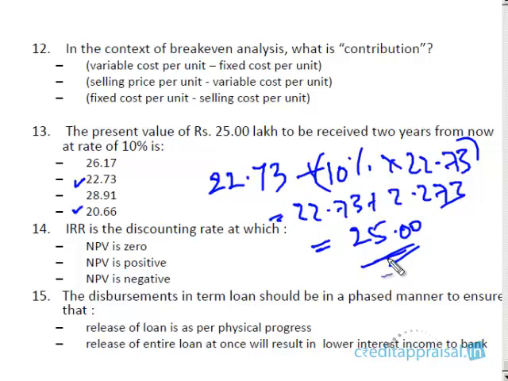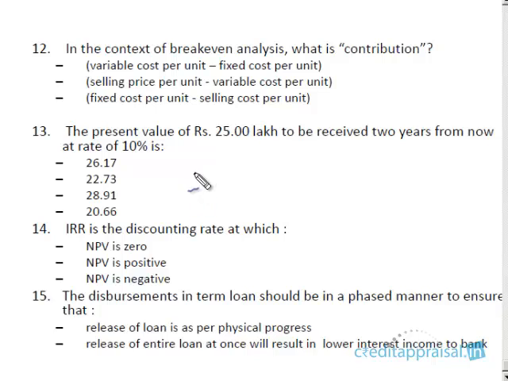So the present value of 25 lakhs to be received 1 year from now is 22.73. So this is also a wrong option. Our question is asking about 2 years. This 22.73 would have been the correct answer if the question was: the present value of 25 lakhs to be received 1 year from now. Then we'd say 22.73. So this is not the option. 20.66 is the correct answer.